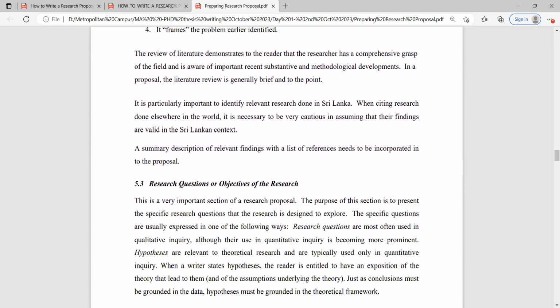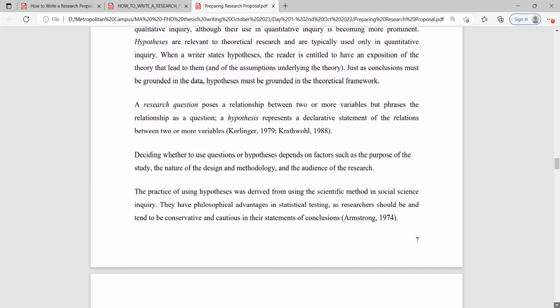Then you can make your research questions and the research objectives. So always remember, after you write your research objective, the similar thing you can make in question form. Then that will be your research question. So I will show how we are getting that as well.